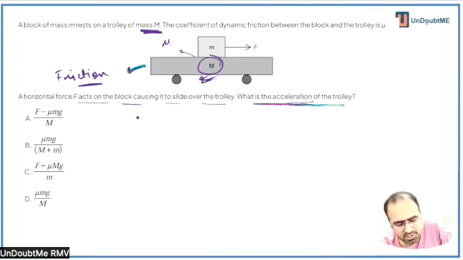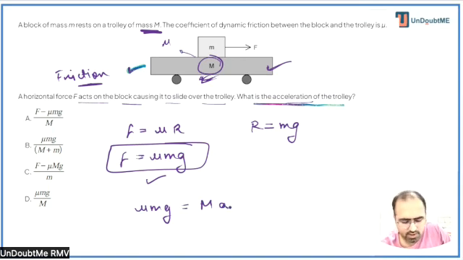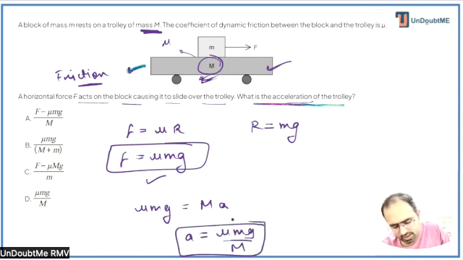So if we calculate friction on the smaller one, friction is equal to mu R, or in other words, I can also say that mu mg. And this force of friction is the net force which acts on the trolley. If I talk about the trolley, the net force acting on the trolley will be mu mg, and its mass is capital M, and the acceleration we are trying to find. So from all these, I can get the value of acceleration as mu mg over M, and that's the answer.